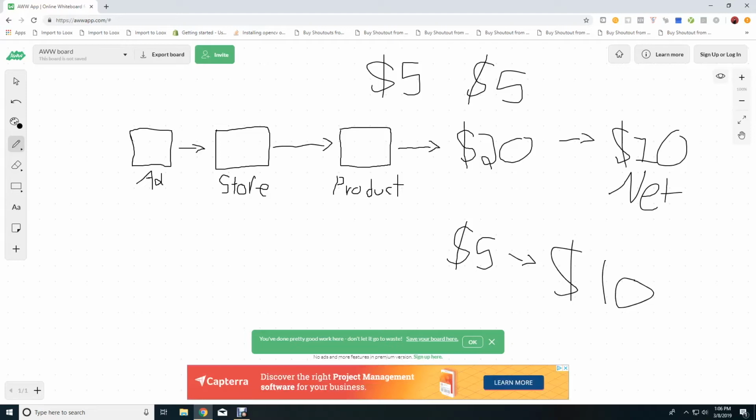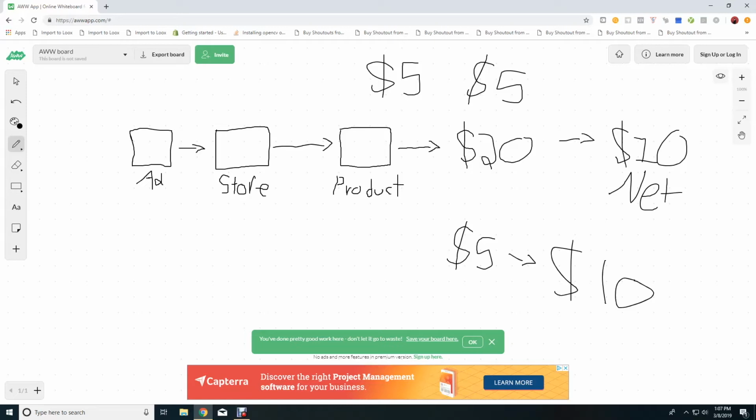Now, you're probably thinking that's a fantastic front end ROI. For the front end, that is, but here's the problem, guys. Most people, what they do with e-commerce is they heavily rely on this model right here. They want to get $1 in, get $2 out on the front end, and that's it.